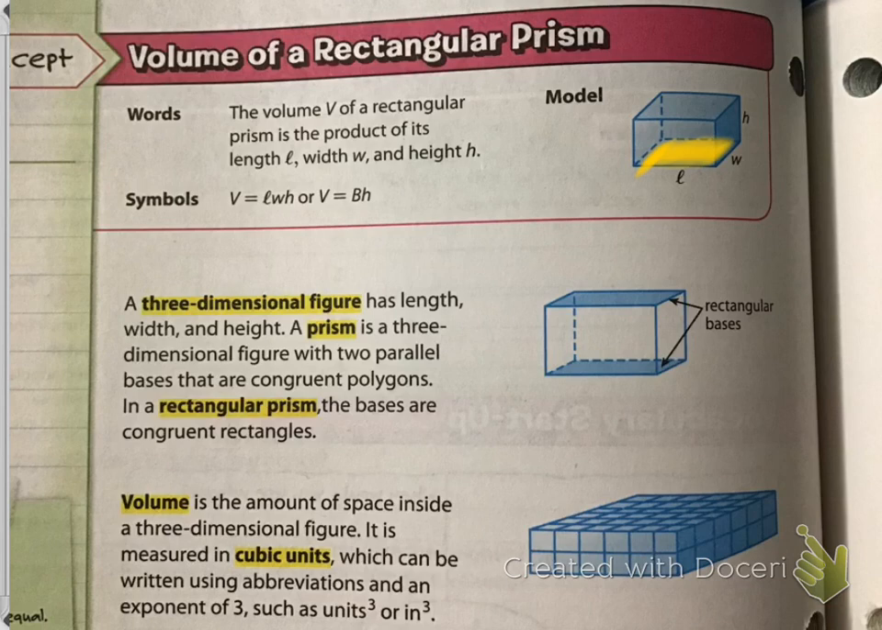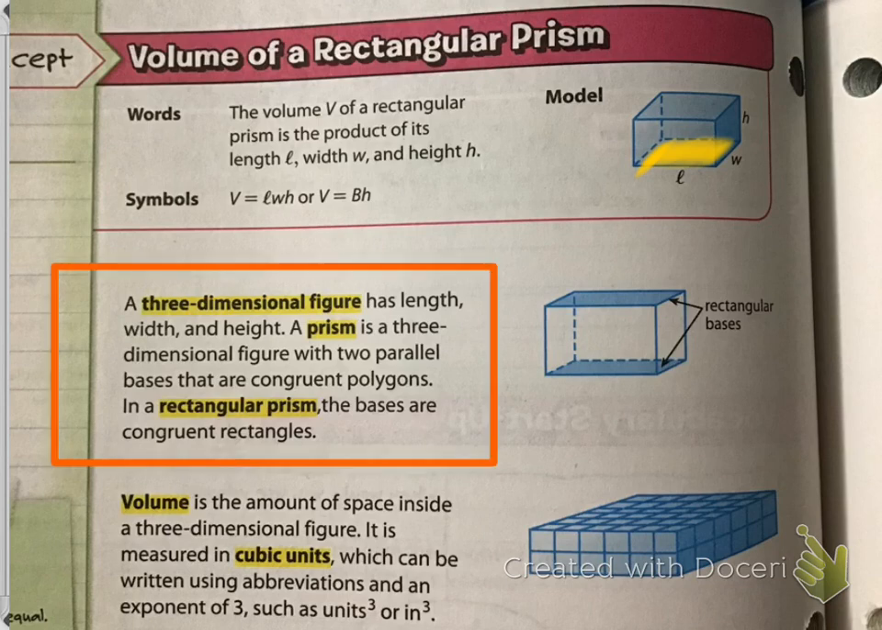But this is important. A prism, specifically, is a three-dimensional figure with two parallel bases that are congruent polygons. Who'd like to break that down for me in their own words? Elsie gave us a great run over. She said it's a three-dimensional figure. We have to have two parallel bases. They have to be the exact same.